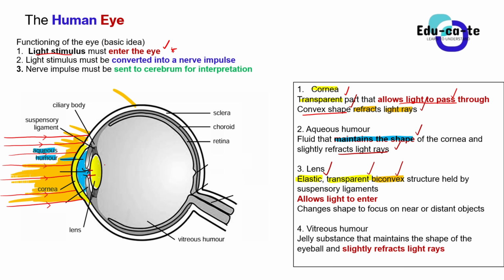Since the lens is just a disc, what is actually balancing it inside the eye? Why is it not falling? It's because there are suspensory ligaments here. These things look like strings, and they are holding the lens in position. So when they ask what is the function of the suspensory ligaments, it is to hold the lens in position, so that the lens cannot fall.